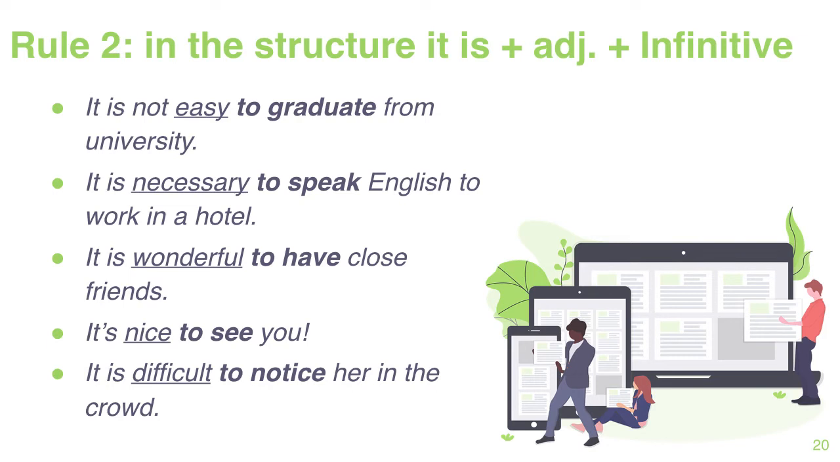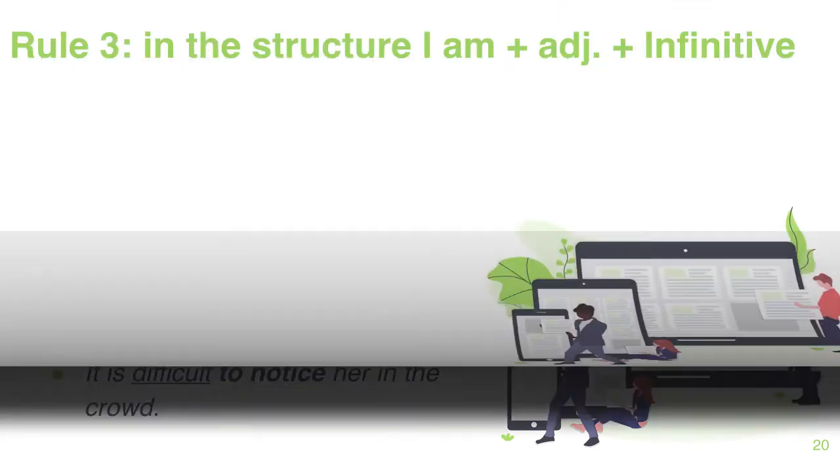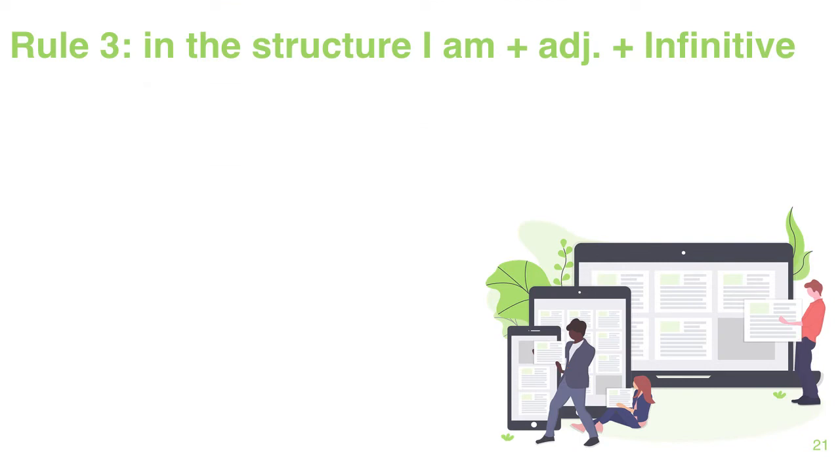So, all the underlined words are adjectives, and the chunk "it is" comes right before them. So, in this case, we use an infinitive after these adjectives. Now, let's move to rule number 3. In the structure, I am plus adjective plus infinitive. Let's have some examples. I am sorry to hurt you.